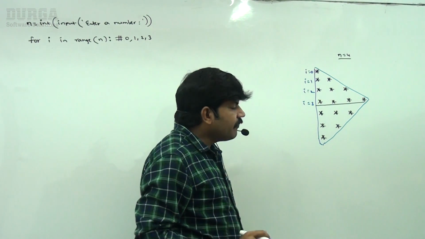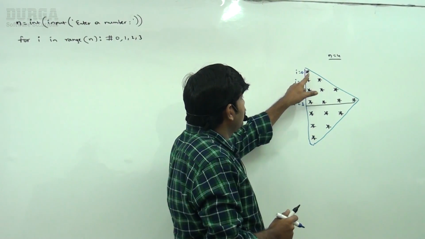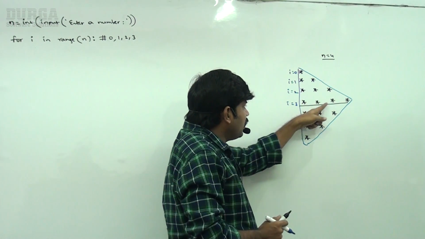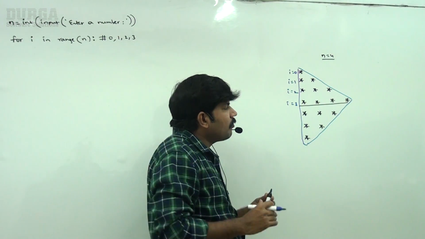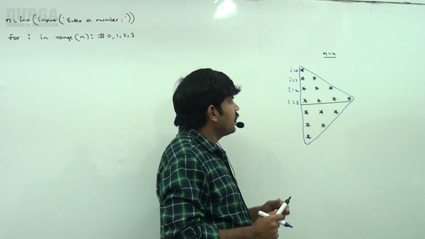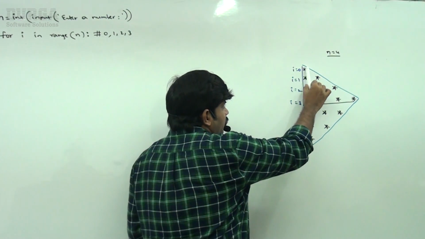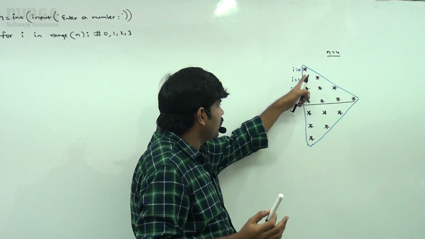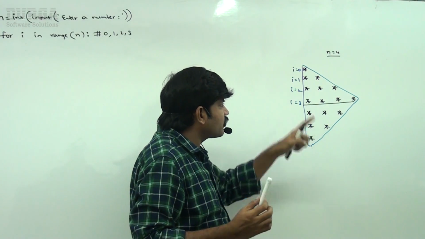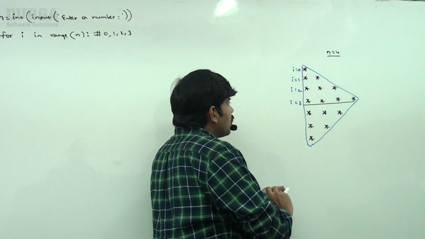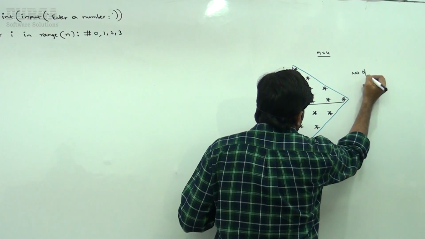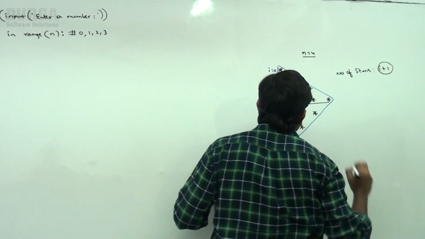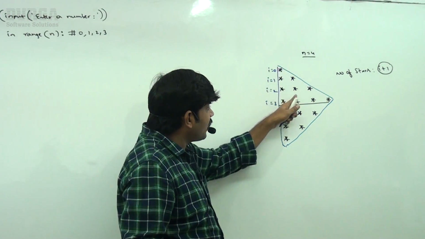Every time we are taking stars: here 1 star, here 2 stars, here 3 stars, here 4 stars. So how many stars are we taking? Consider, first 1, next 2, next 3, next 4, like this I am taking. Total how many stars, sir? So i plus 1 number of stars. The number of stars is i plus 1 stars we are taking. i plus 1 stars, that's all.